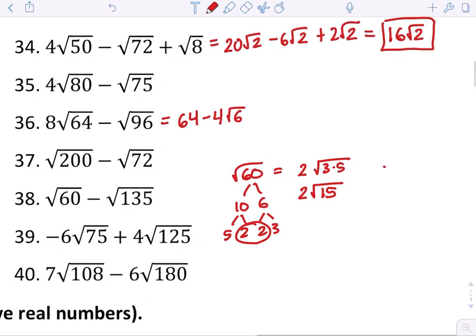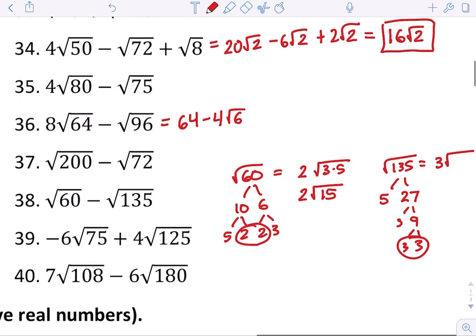Now let's look at 135. 5 and 27, 3 and 9, 3 and 3. There's a pair. So that pair of 3's comes out. Leftovers are the 3 and the 5, which is 3 radical 15. So we basically have 2 radical 15 from radical 60, and 135 is basically 3 radical 15.